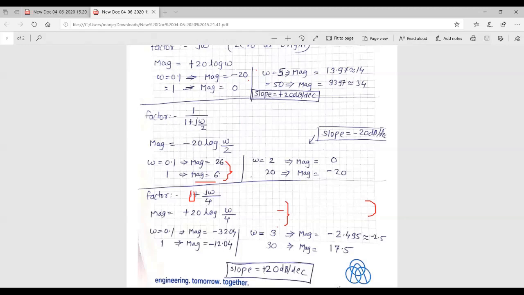The change is to be plus 20 dB per decade. Okay, I'll share these sheets with you. You can check them out later also.